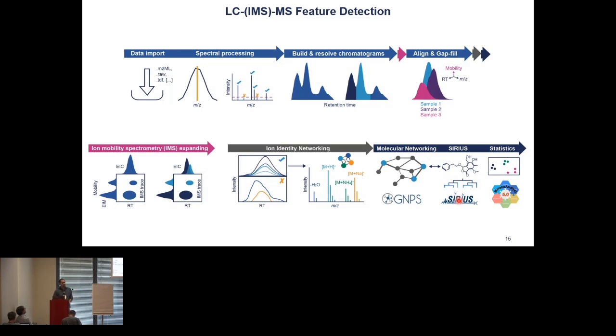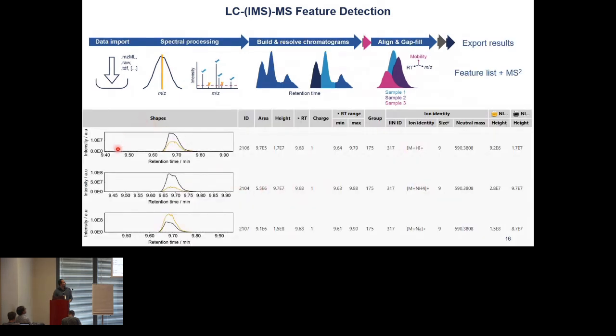And this is how the results look in MZmine, where you have the feature table. You can see the chromatographic shape, you can see all the values regarding that feature: the peak area, the height, retention time, charge, and so on, the identity of the ions, and so on. Okay, so this was about LCMS.